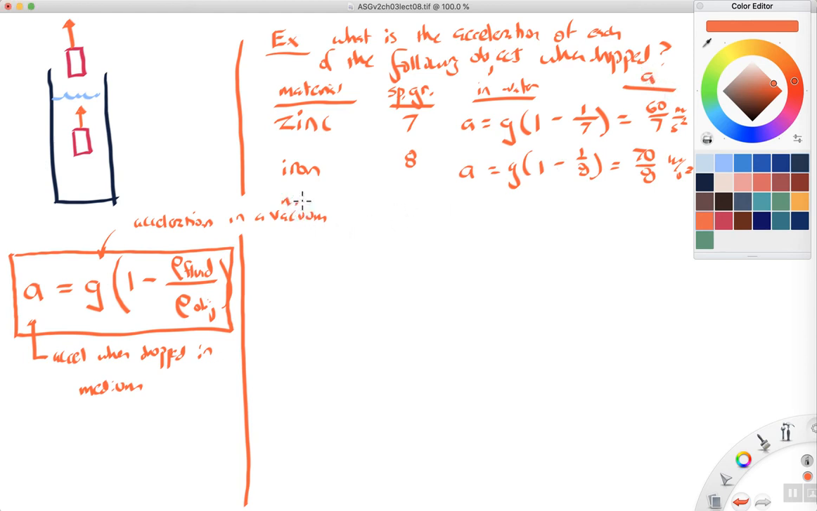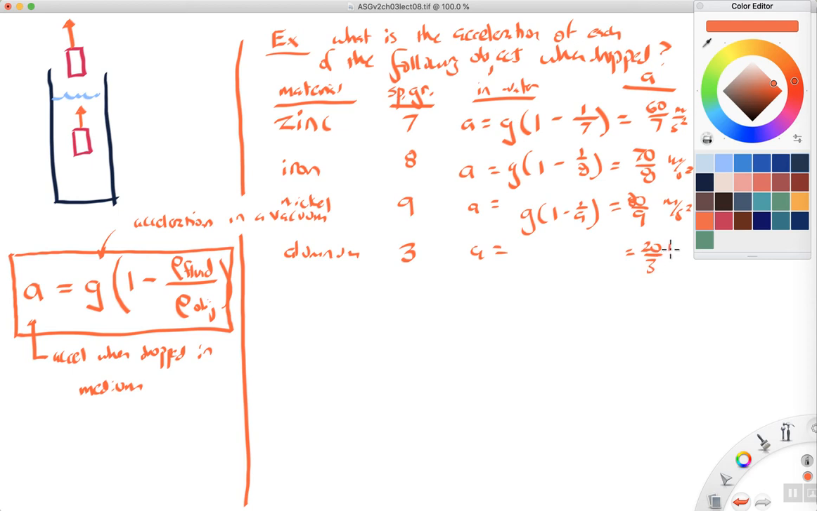So nickel. What is the specific gravity of nickel? Well, right around 9. It's about 9 times as dense as water. So g times 1 minus 1/9. And that would be, what, 80 over 9 meters per second squared. Notice as specific gravity goes up, it's falling more and more closely to the acceleration that it would have fallen in a vacuum.